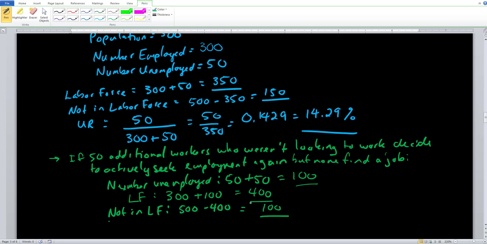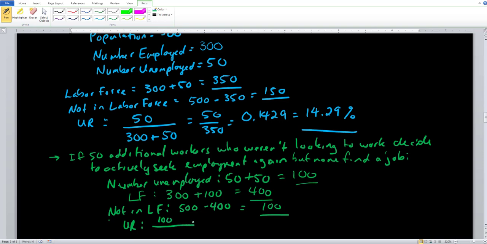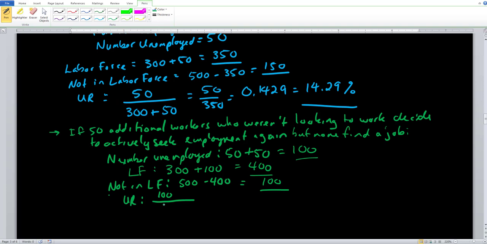And what do you think is going to happen to our unemployment rate? Well, if more people look for jobs but they don't get them, our unemployment rate has to go up. So the unemployment rate in this instance is going to follow the formula that we've given to you. So unemployed is now going to equal 100. That was the very first thing that we solved. And those in the labor force is equal to 400. So 100 divided by 400, our unemployment rate has shot up to 25%. So 0.25 equals 25% unemployment.